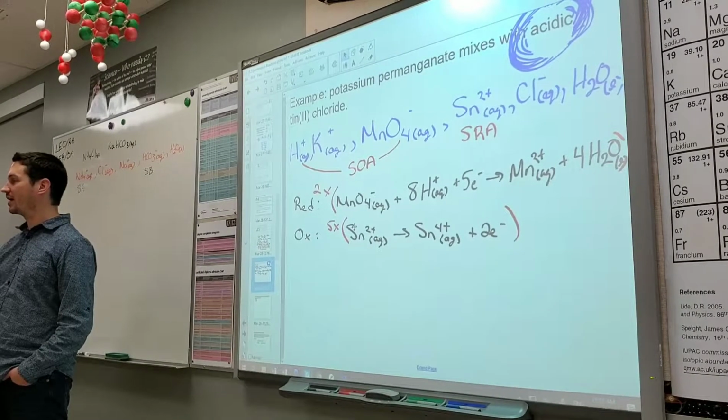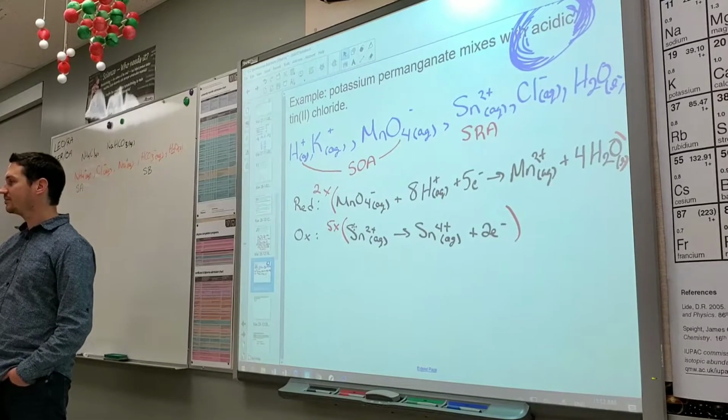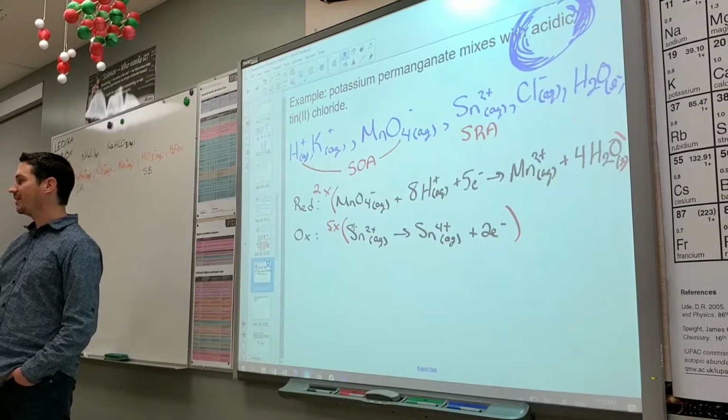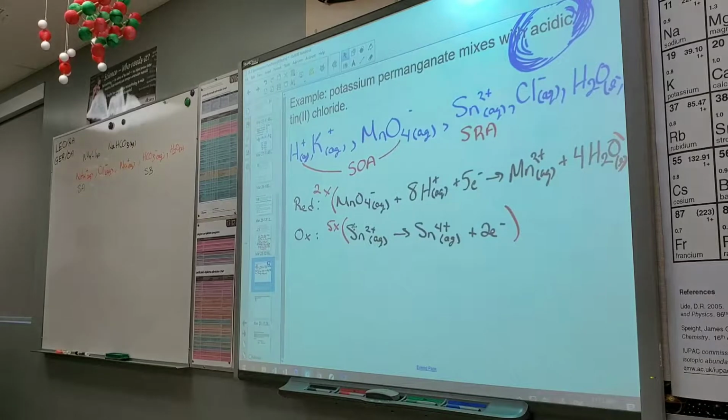This is a long reaction, I agree. It's not the longest reaction we will do. Is it going to be 2 of those really long boys? Yeah, it'll be 2 of those really long boys. So for example, we could get the permanganate reaction, but then we could get hydroxide and sulfite together. That would be another one.